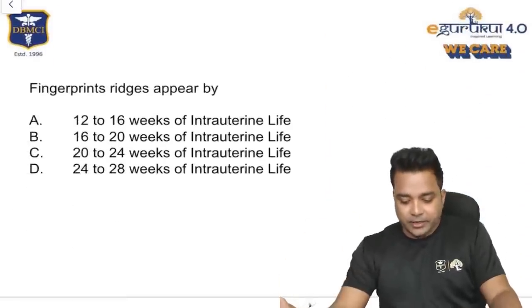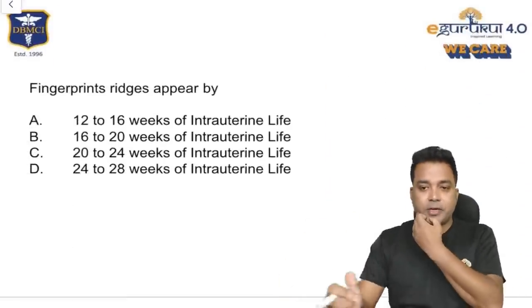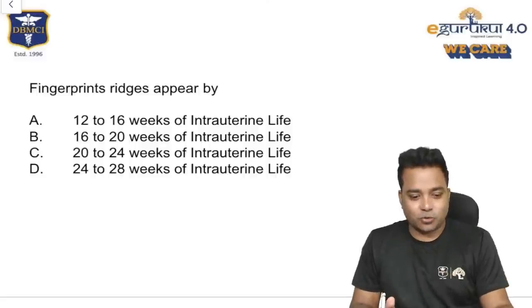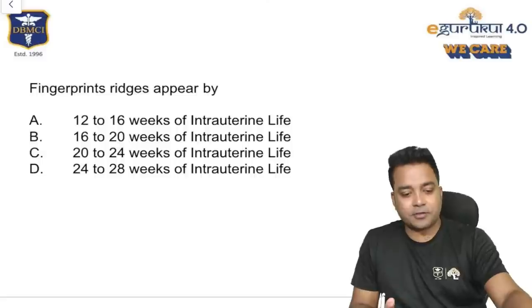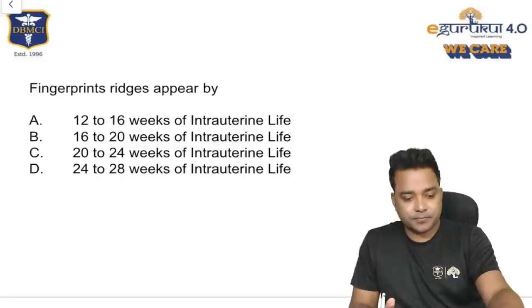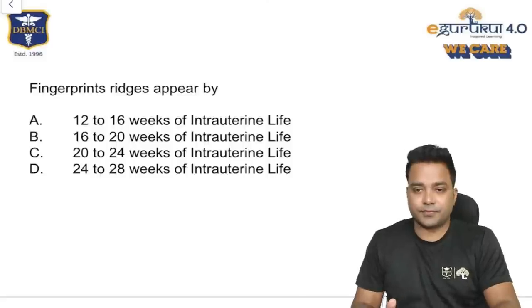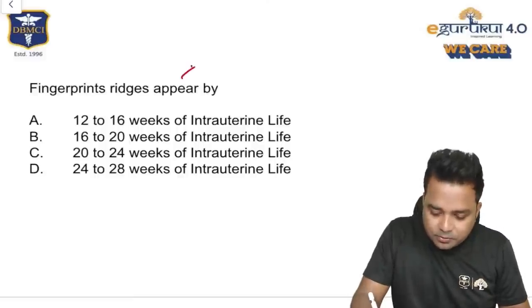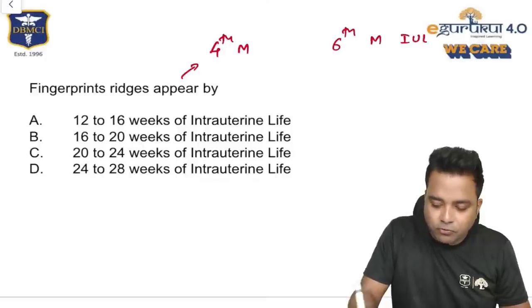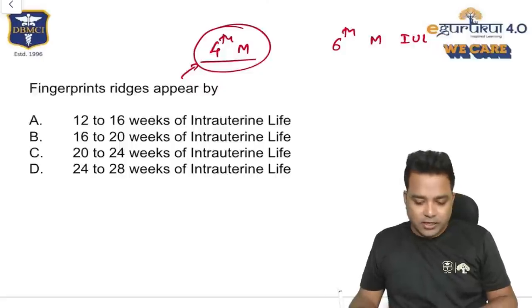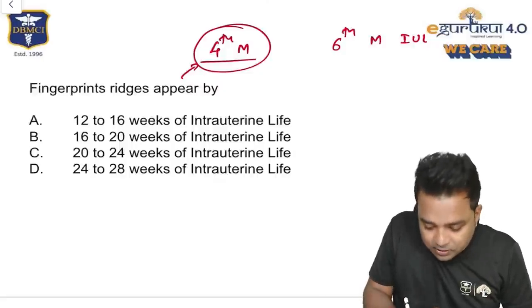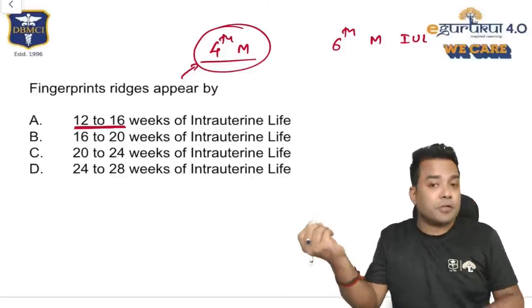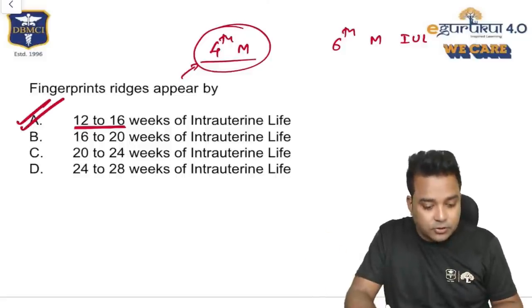Fingerprint ridges appear by, answer. Appears means the process starts by what time? The answer goes with, remember, appears by the 4th month and complete development is by the 6th month of intrauterine life. This we know. The 4th month is 16 weeks. So the moment I see the 16th week, it appears, so my best answer should go with 12 to 16 weeks, maybe a little earlier, 15 to 16 weeks. I will mark this as my answer of choice, nothing else.